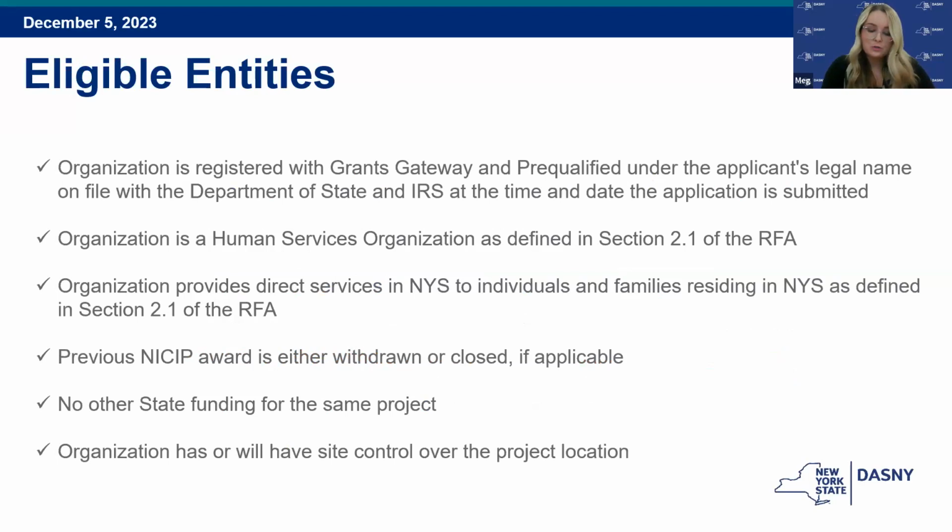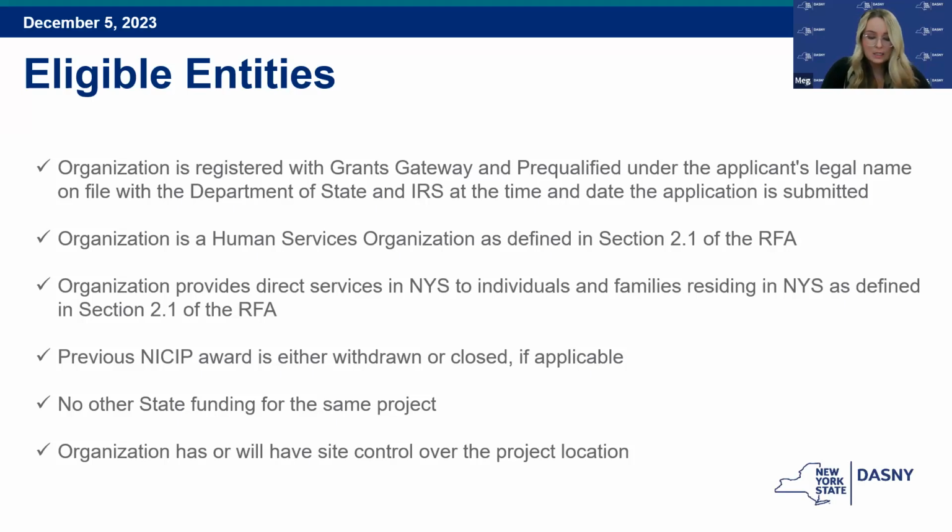As outlined in Section 2.2 of the RFA, organizations are eligible to apply for a NICIP grant only if all of the following criteria is satisfied. 1, the organization is registered with Grants Gateway and pre-qualified under the applicant's legal name on file with the Department of State and IRS at the time and date the application is submitted. Applicants are strongly encouraged to review their document vaults prior to the application deadline to verify that it is current. 2, the organization is a human services organization as further defined in Section 2.1 of the RFA. 3, the organization provides direct services in New York State to individuals and families residing in New York State as further defined in Section 2.1 of the RFA.